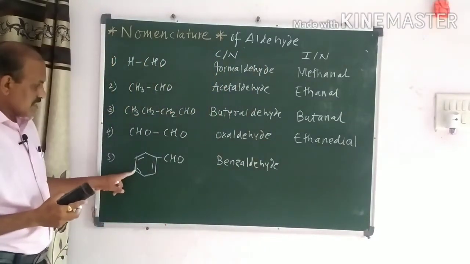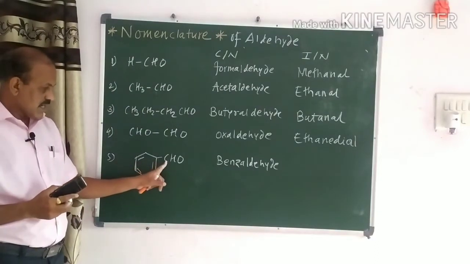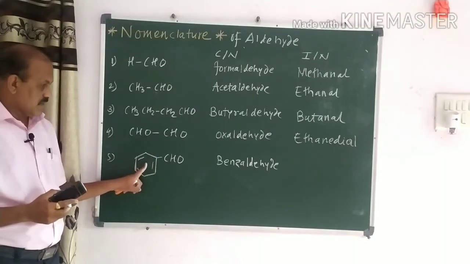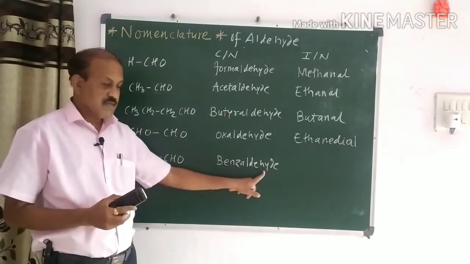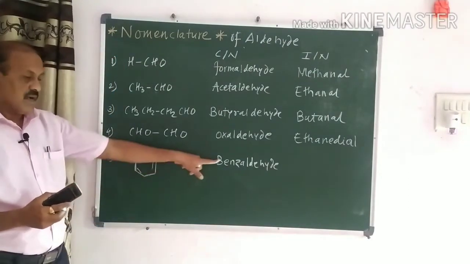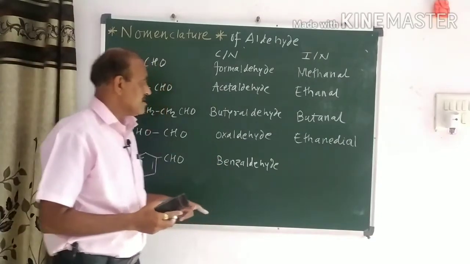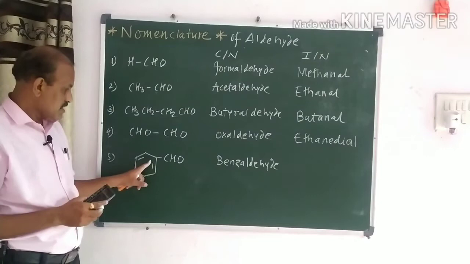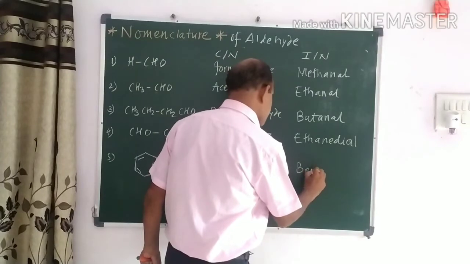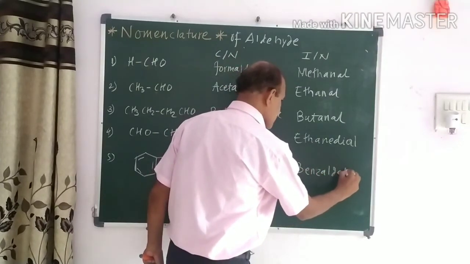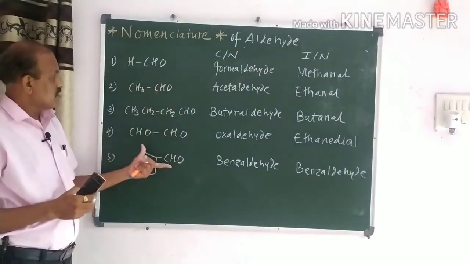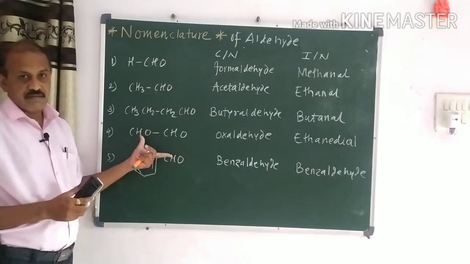Then the next is CHO attached directly to the benzene ring. The name of this compound is benzaldehyde. The origin is benzoic acid. IC acid from this is replaced by aldehyde, so we can write benzaldehyde. One thing is most important: the IUPAC name of this compound is also the same, that is benzaldehyde. So in this way, these are some examples of the IUPAC names of aldehydes.